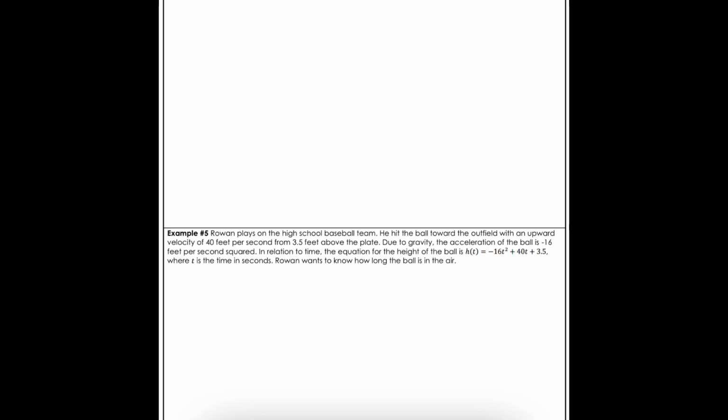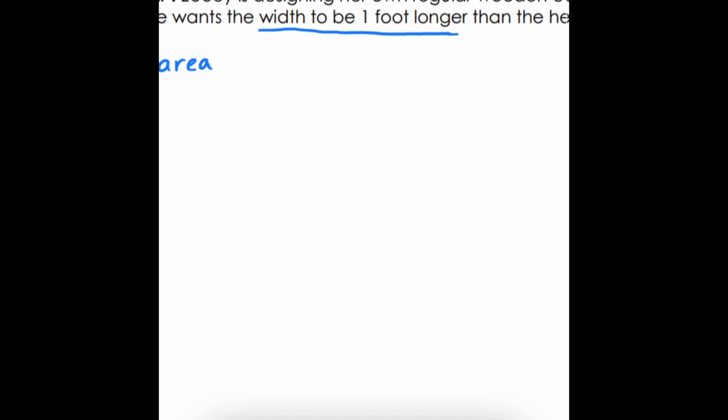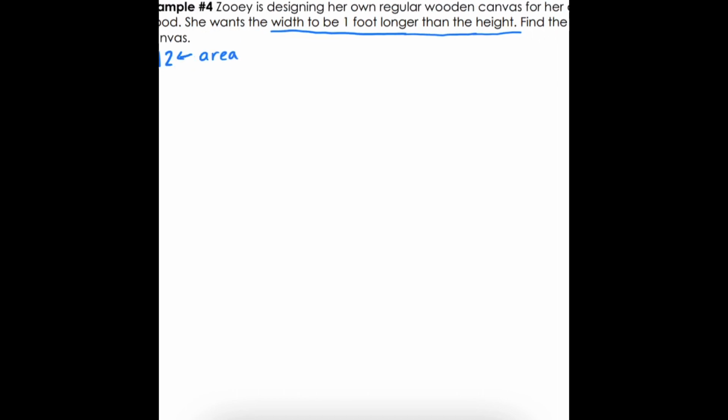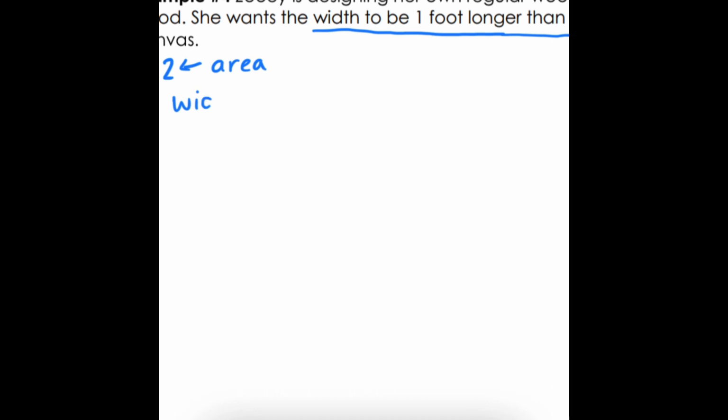So when we're talking about square feet, 12 is our area. I'm going to zoom in so you can see the work better. You can read it on your own paper. She wants the width to be 1 foot longer than the height of the canvas. So we know that our width is the height plus 1. And I know that when I'm dealing with a rectangular canvas, the area is going to be equal to the width times the height. So of course our height is h, and then our width is the height plus 1.